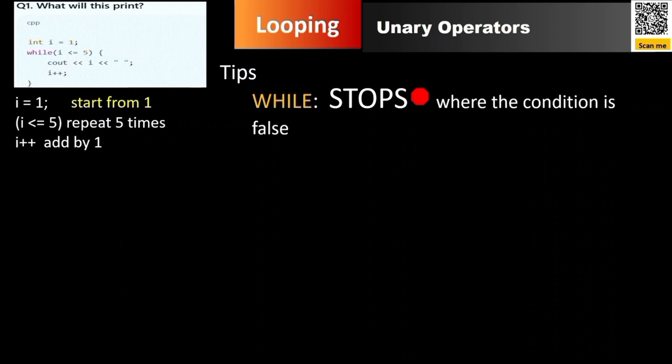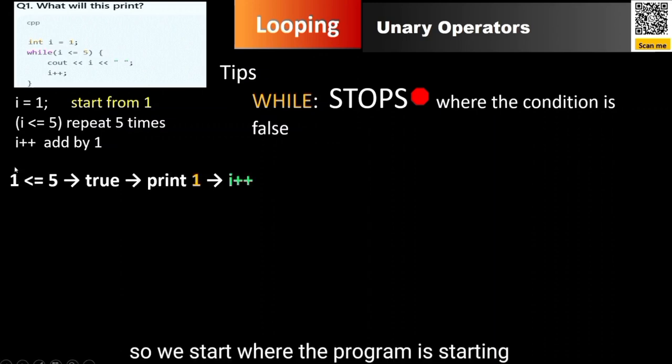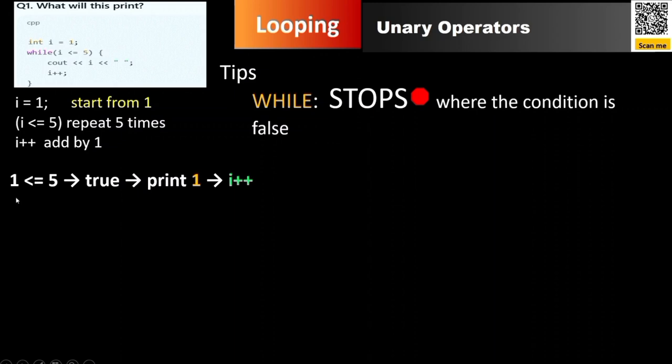After analyzing how this question has to be tackled, now let's do some justice. We start where the program starts, from 1. We take the condition from the parentheses and bring it here. It will continue until it reaches false. You observe, the condition has started: 1 is less than or equal to 5. Is that true? Yes, it is true. Then print 1.